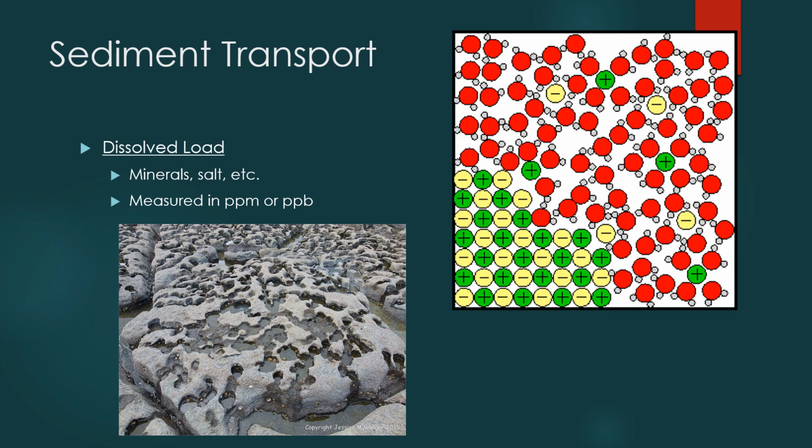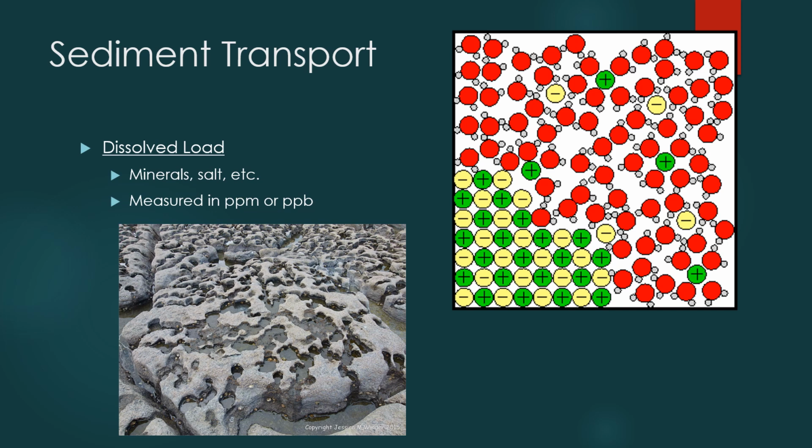First is the dissolved load of the stream. So this is any type of stuff that is dissolved into the water, so it's invisible to us. We can't see it. We have to use tools to measure it. This can be any kind of minerals that came out of rocks. It can be salt, really any kind of mineral that can be dissolved out of rock. This is measured in parts per million or parts per billion. The abbreviation is ppm or ppb.